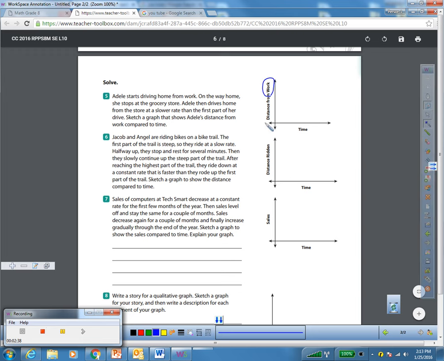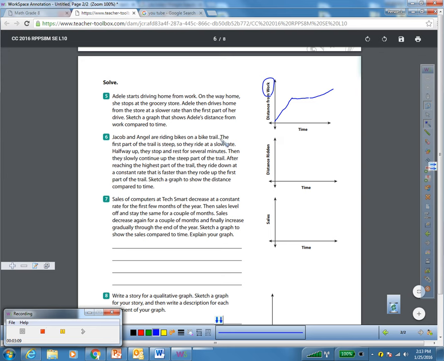So this would represent at work, okay? And she's driving from work home. So we're going to start with an upward positive slope. And then she stops at a grocery store, so a flat line, because that represents the stop. The distance is not increasing, but the time is. And then the last part, it says that she drives at a slower rate than she did at the beginning of her drive. So go at a slower increase than your first part.